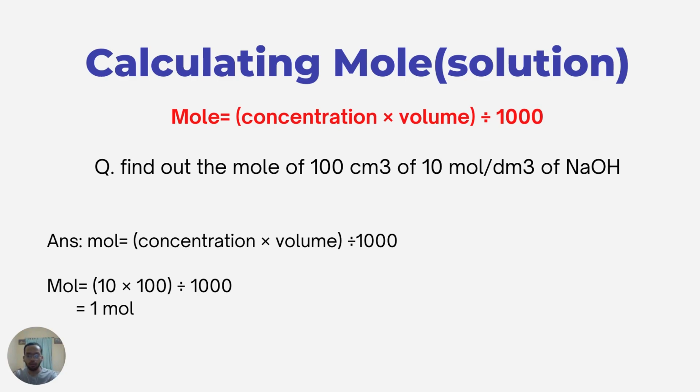The solution is very simple. We just put the values in the appropriate places. We will put 10 in place of concentration and 100 in place of volume, because in the question it is given that 100 cm³ is the volume and 10 mol/dm³ is the concentration. If we do the calculation, we will get 1 mole. So we can say that 100 cm³ of 10 mol/dm³ sodium hydroxide would give 1 mole of solute.